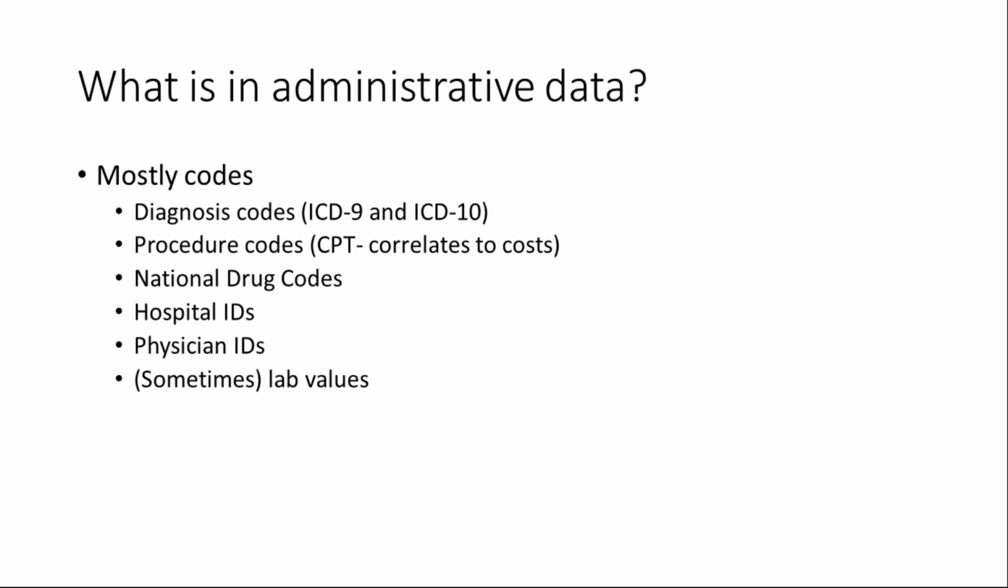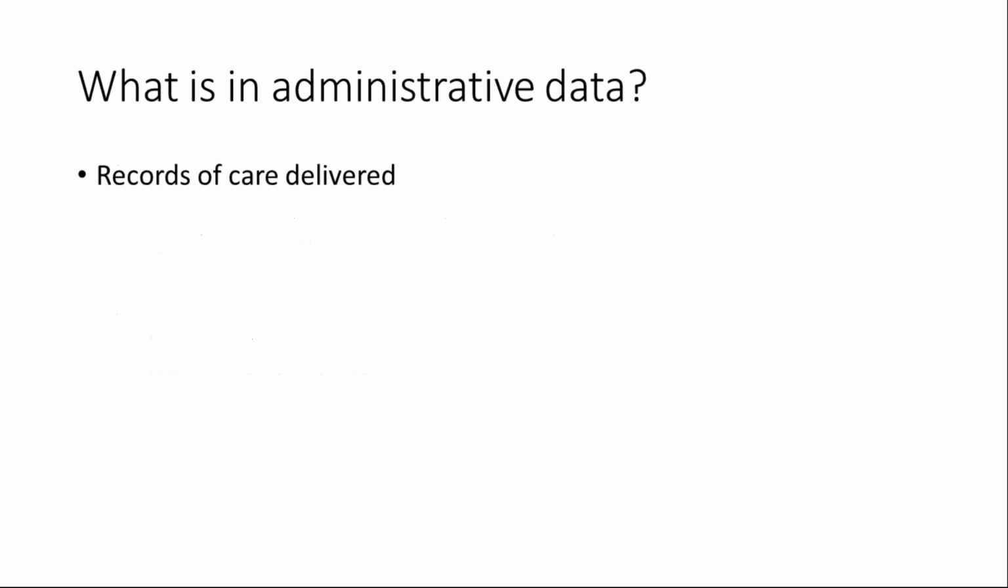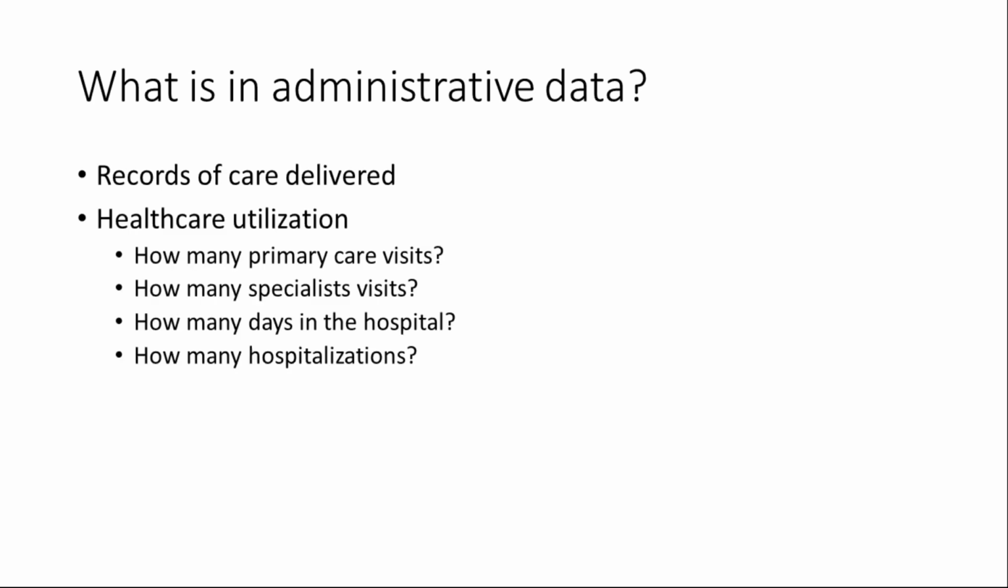So generally what's in administrative data is your ICD-9 and ICD-10 codes now, procedure codes, your CPT codes, and this is what's correlated primarily with our cost measures, national drug codes, hospital IDs, physician IDs, and on occasion lab values and some lab information along those lines. That's the most general part. There are others. It provides the records of the care delivered per se. I don't want to say, oftentimes it's what's billed, right? So we don't know exactly what's received, but we know what was billed for.